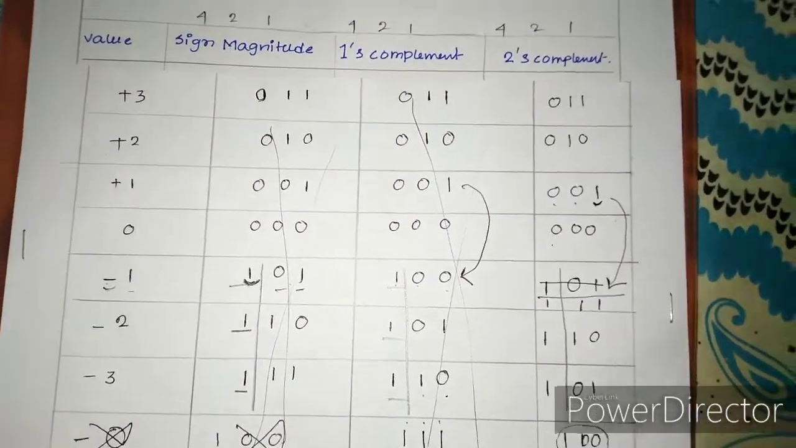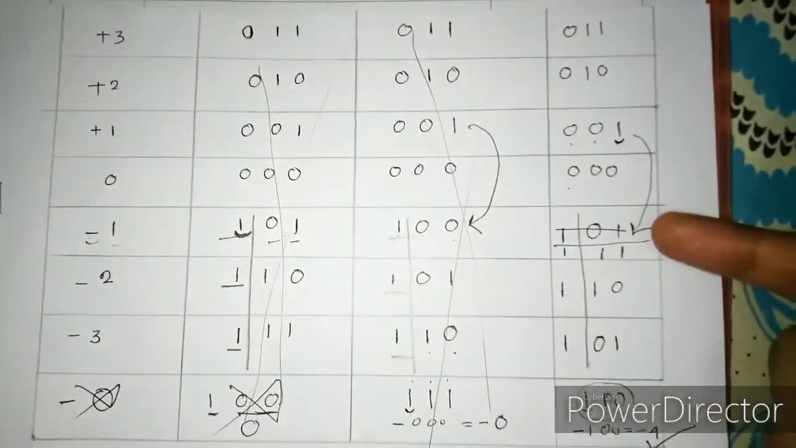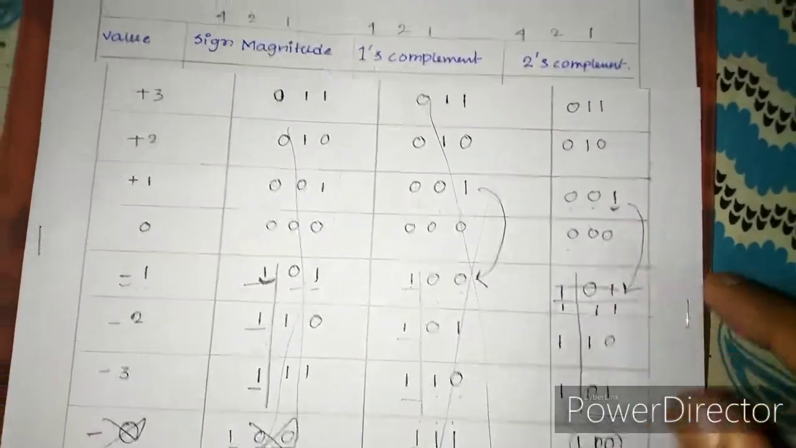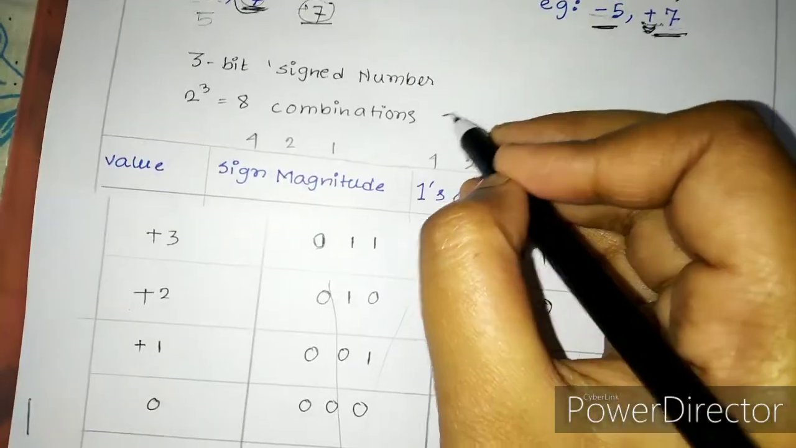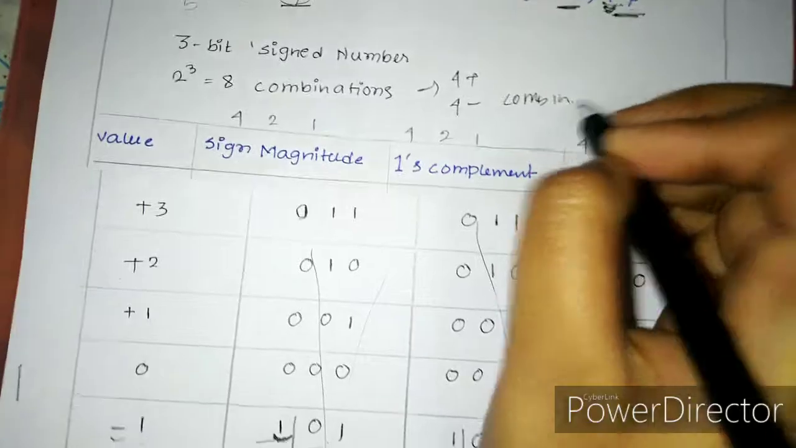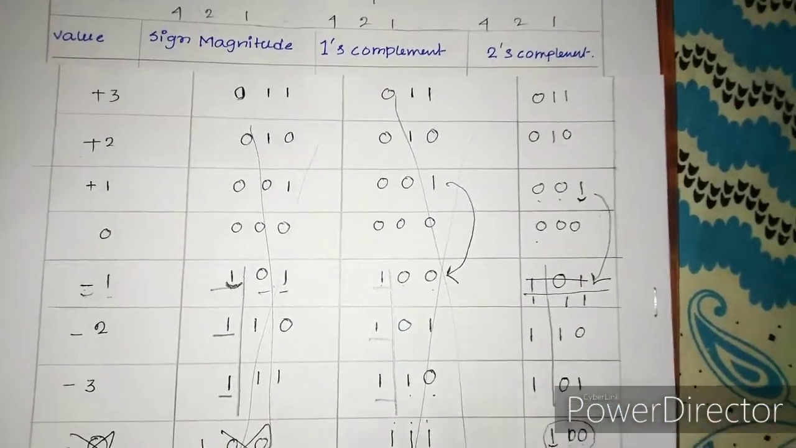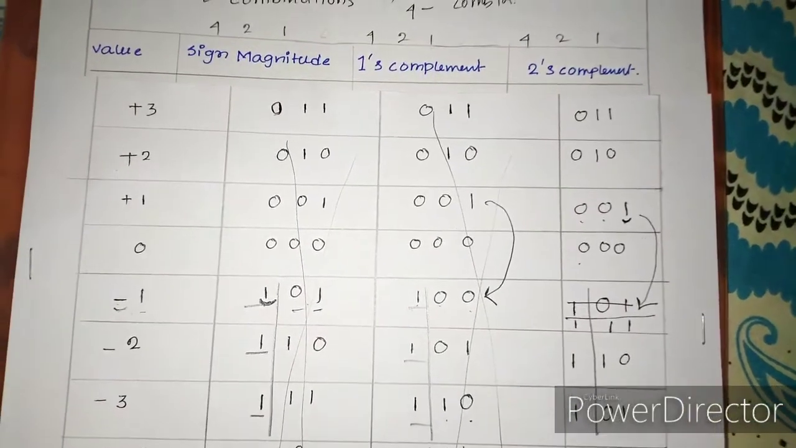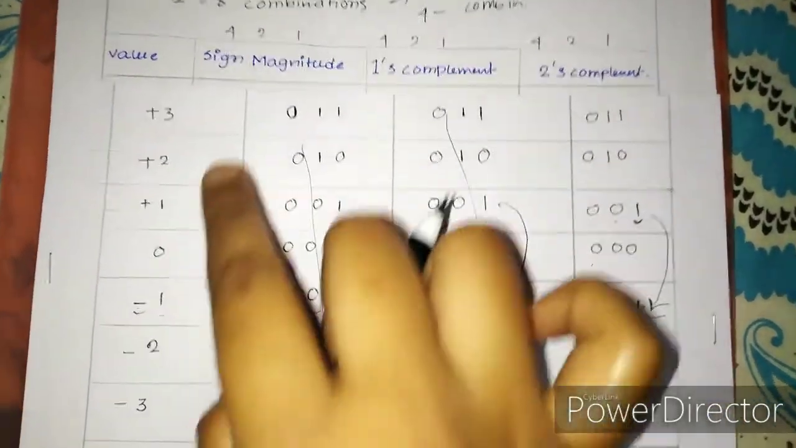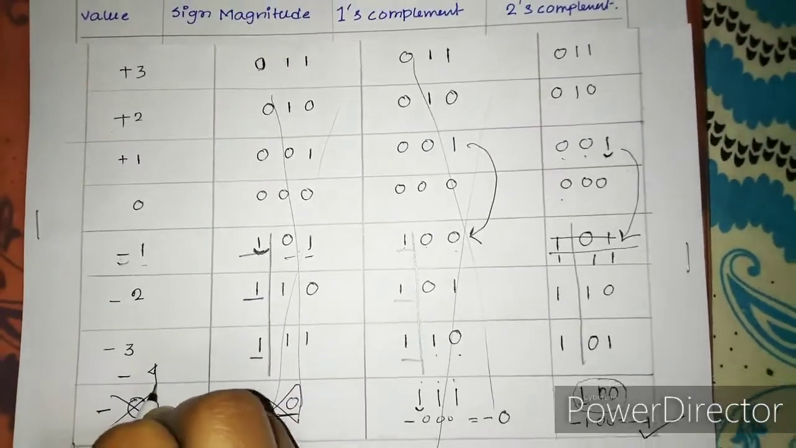Now we can see 0 to plus 3, that is 4 numbers, and minus 1, minus 2, minus 3 and minus 4, there are also 4 numbers. So if there are 8 combinations, there are 4 positive and 4 negative combinations. If we follow 2's complement, we can store the minus numbers easily, and it is absolutely correct. So what we are getting here is 0 to plus 3 and minus 1 to minus 4.